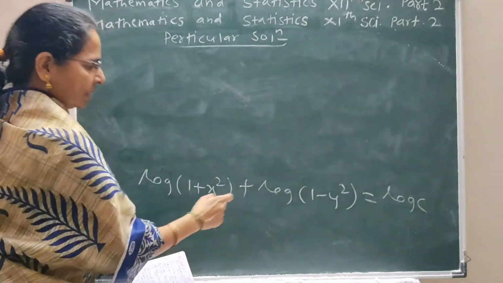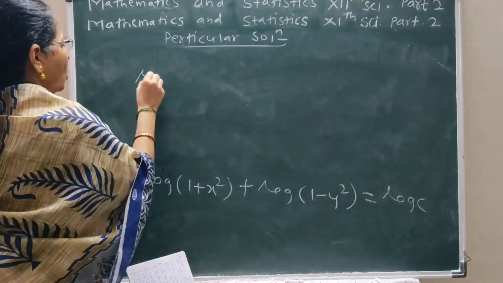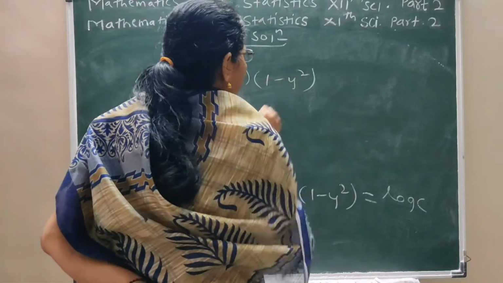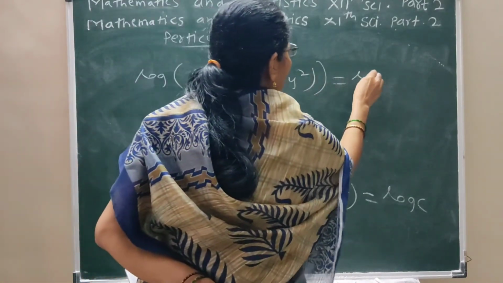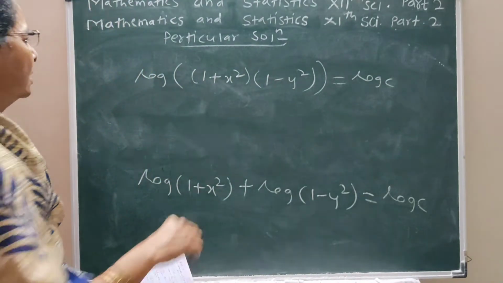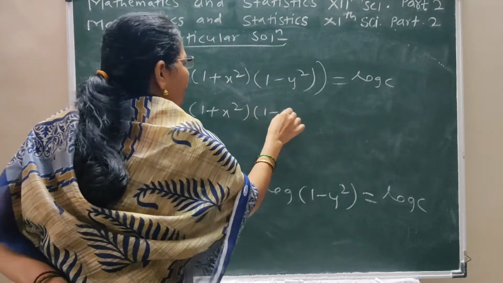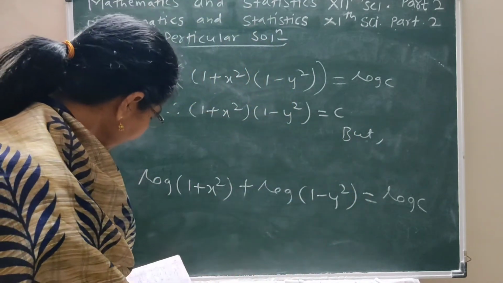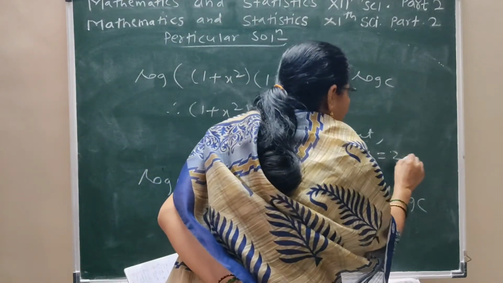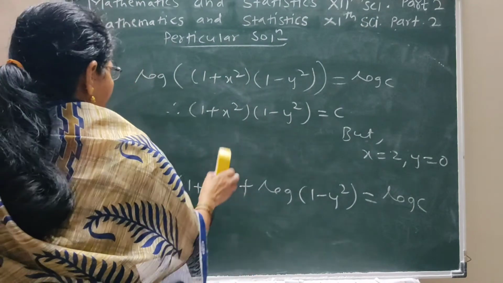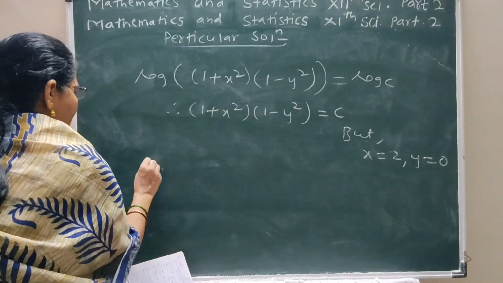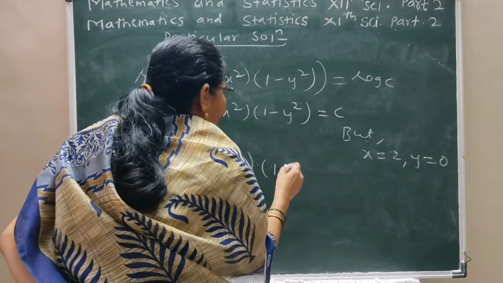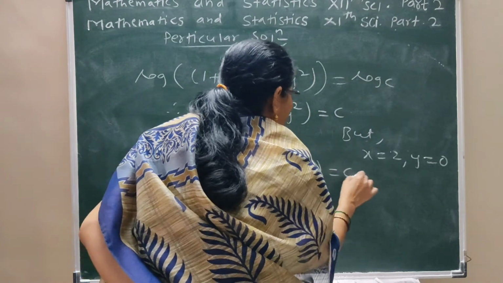Now log terms are there with a plus sign, so take multiplication: log of (1 plus x square)(1 minus y square) is equal to log c. Log on both sides gets cancelled, therefore we have (1 plus x square)(1 minus y square) is equal to c. But we have to find the particular solution at x equal to 2, y equal to 0. Put these values in this equation: 1 plus 2 square, 1 minus 0 square is equal to c.